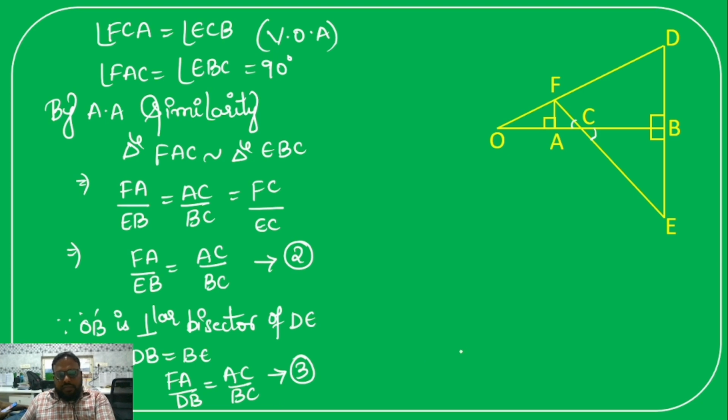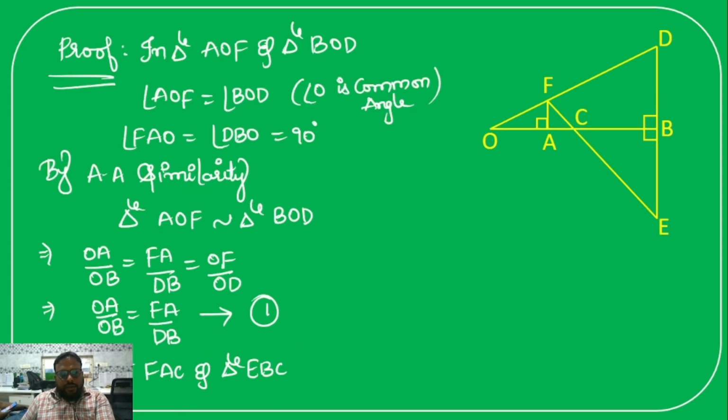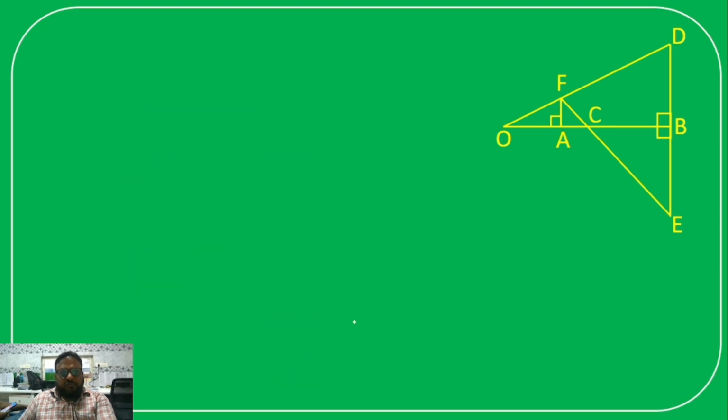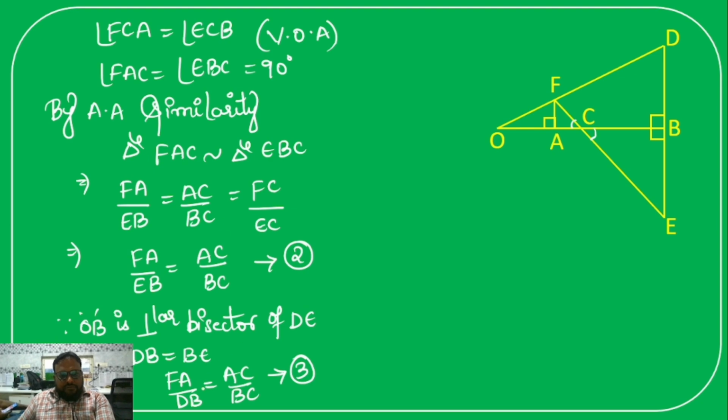Now if you check, what was our first equation? OA by OB is equal to FA by DB. And the third equation, FA by DB is equal to AC by BC. So what I will write here, from equation 1 and 3. We'll go through this one. Our third equation is FA by DB is equal to AC by BC.